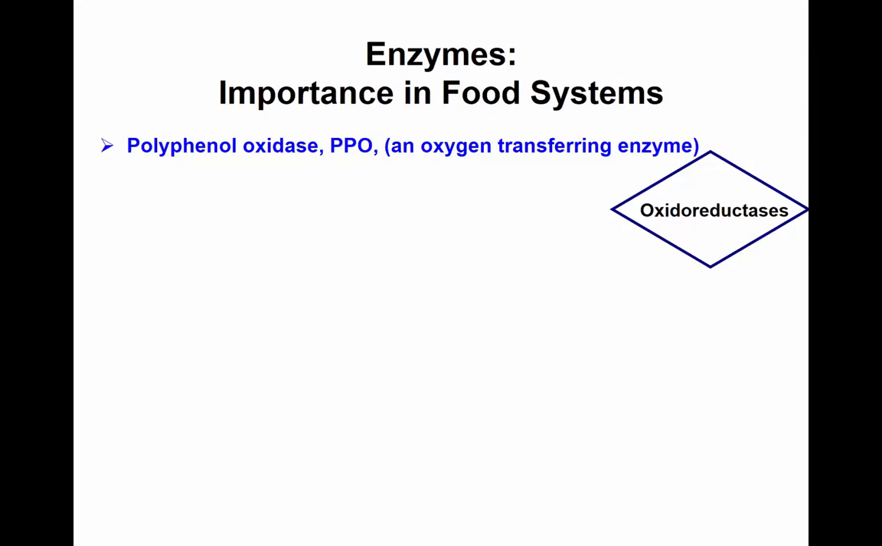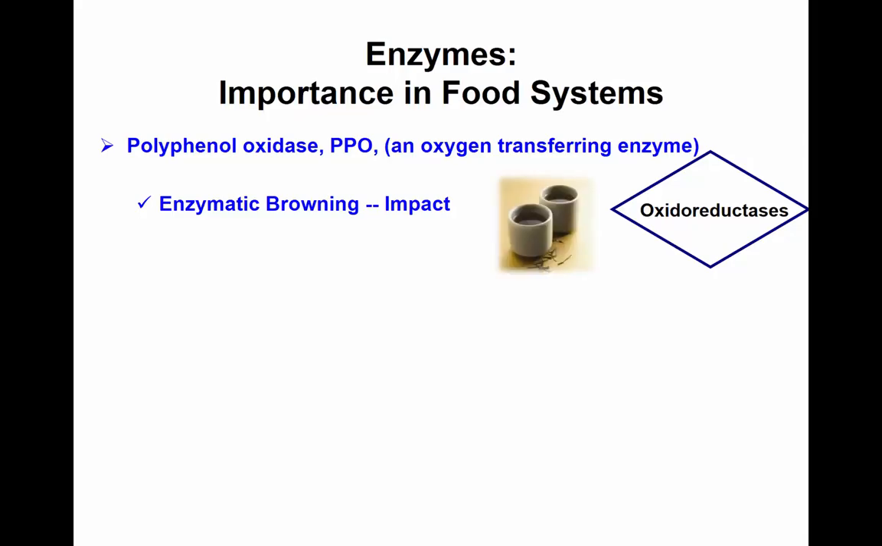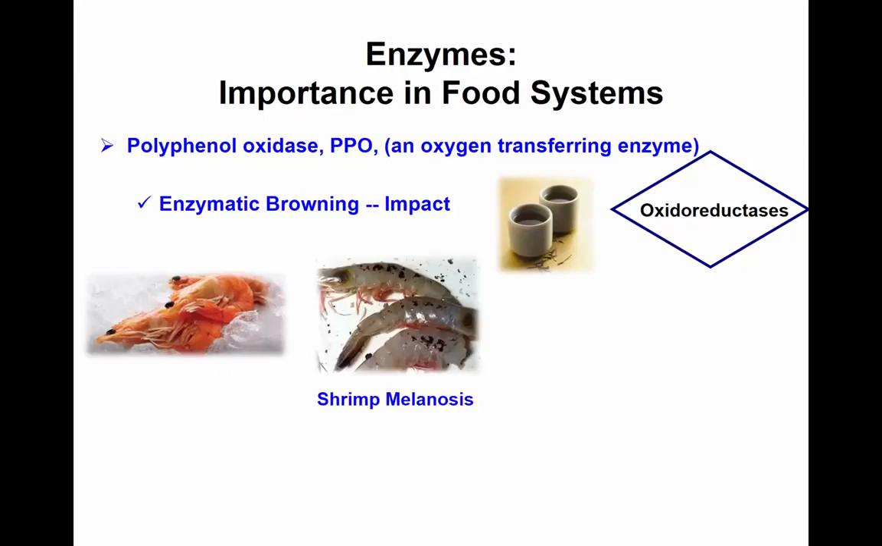So, like I said, the most problematic enzyme that needs to be controlled, or often attempted to be controlled, is polyphenol oxidase. It causes browning, and it's an enzymatic browning, unlike the Maillard reaction. Sometimes it's desirable. If you want the browning of tea, it's desirable. And other times, it's really not desirable.